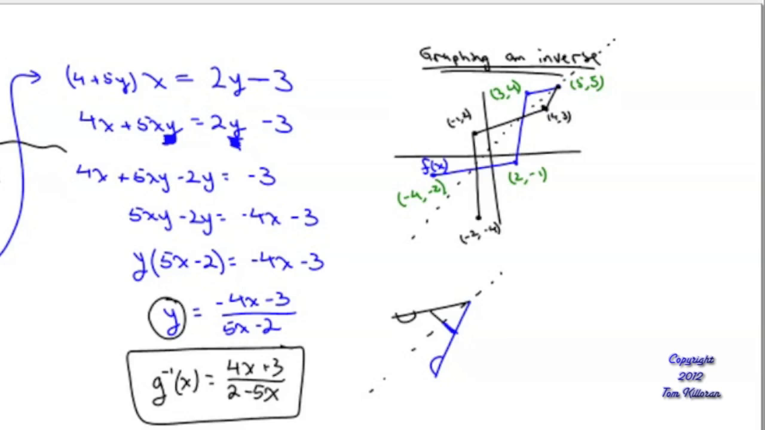The equation of this line is y equals x. It's a line of slope 1, up 1 over 1, up 1 over 1, that goes right through the origin.